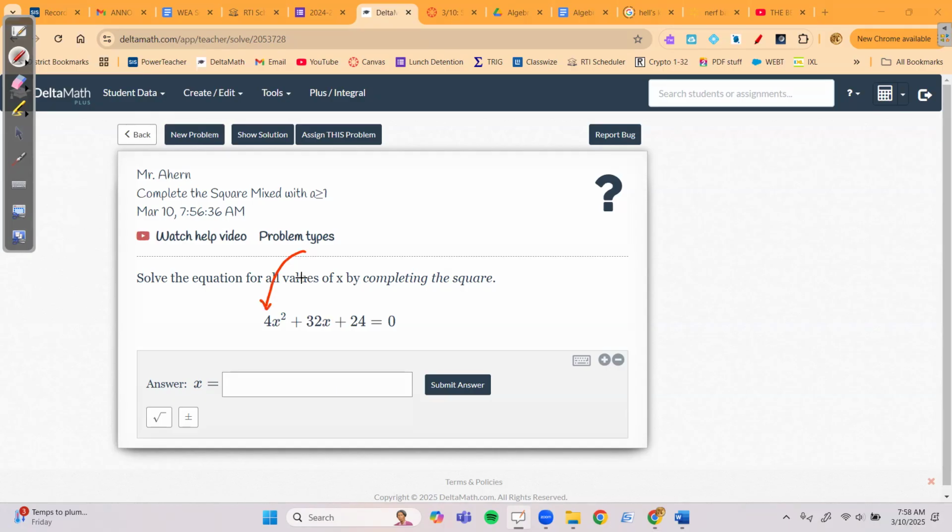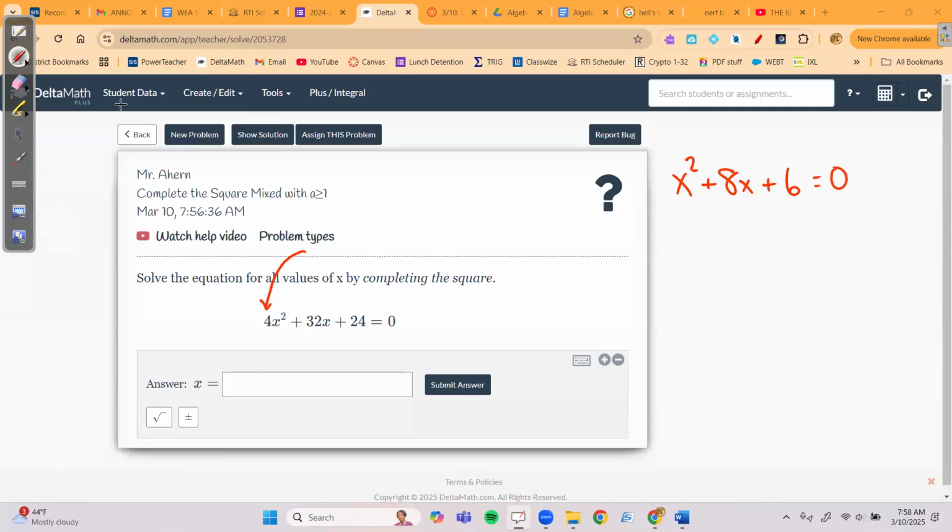And these problems, I think, are all very nicely written. Obviously, I didn't click through 1,000 of them, but they seem like they're all pretty nice. So you don't want the 4 in front of the x squared. So you take this whole equation and divide everything by 4. And then that leaves you with just 1x squared plus 32 divided by 4 is 8x plus 24 divided by 4 is 6, like this.